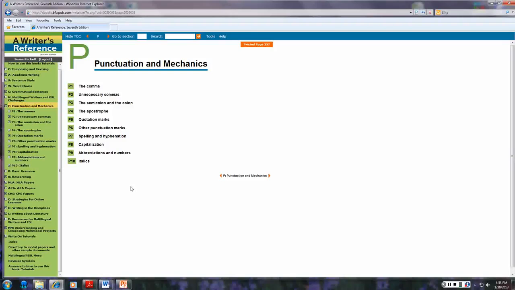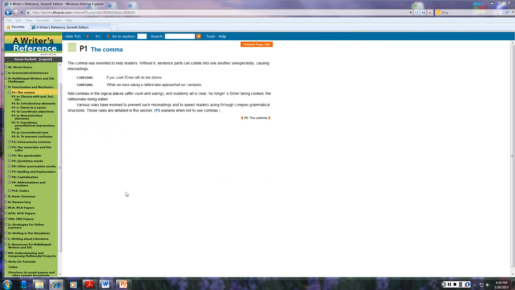We're going to look first at P1 and P2, which is commas that are needed and commas that are not needed. Let's look at the comma first. First of all, punctuation is intended to make your meaning clear. So be aware of the fact that you want the punctuation to help communicate meaning. That's its purpose. That's why you improve the most by correcting errors in your own writing.